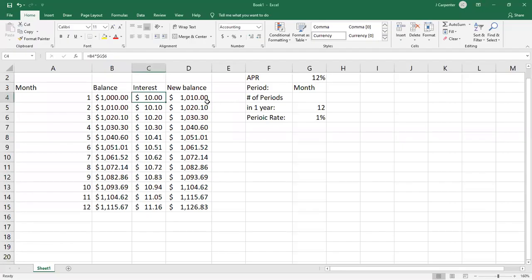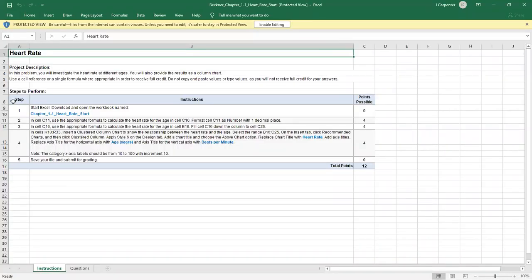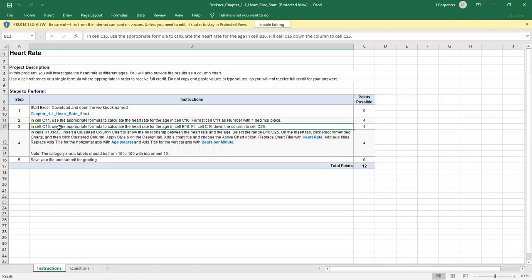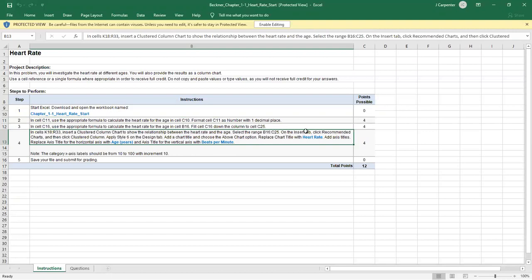The instructions are in a separate Word file if you want, but they're also in the Excel file. So here's your instructions. Only 5 steps. Very, very short assignment. In this cell, do this. In this cell, do that. In this cell, insert a clustered column chart. Click recommended charts. If you don't do that, things are going to go wrong.